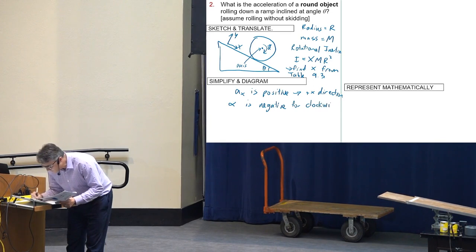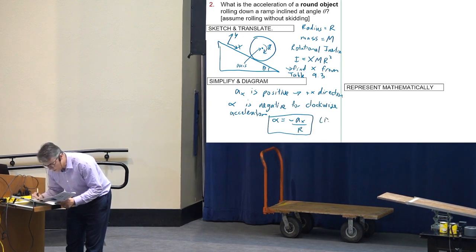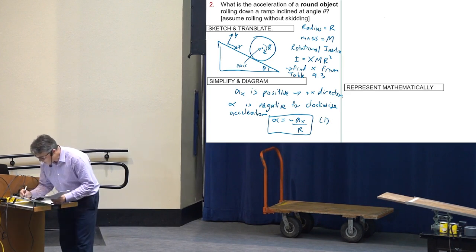Clockwise angular acceleration. So I'm going to use this equation that alpha is equal to negative a sub x divided by r, just to keep track of my signs there. And so let's draw a force diagram. It kind of looks like, let's just draw it here.